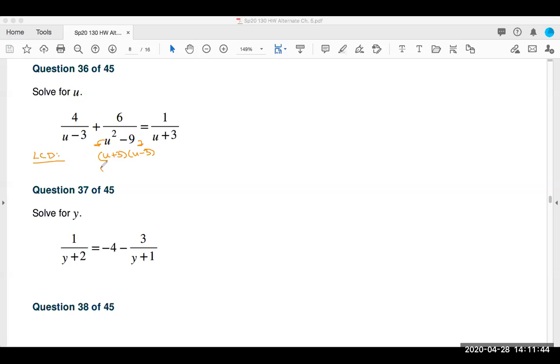And then here we have u plus 3. So let's write our LCD up here. LCD is going to be, so we have a u minus 3 that's located in 2 of the denominators, but not the third one. So we're going to use one of those as a repeat factor. Then we have u plus 3 that repeats once, but is still missing from one of the fractions. And then that's all we need.